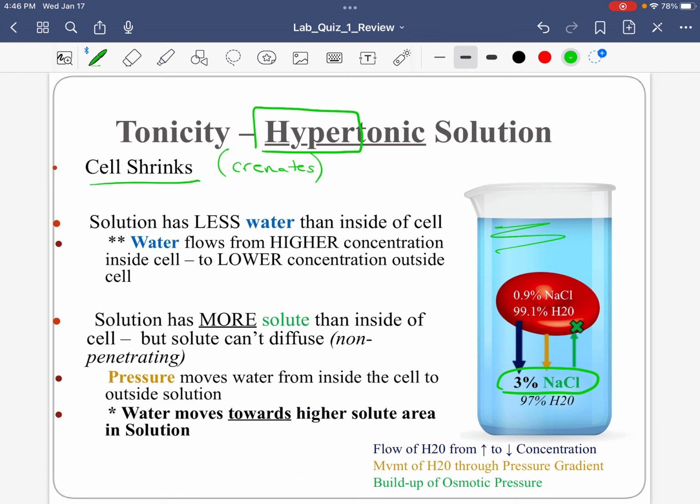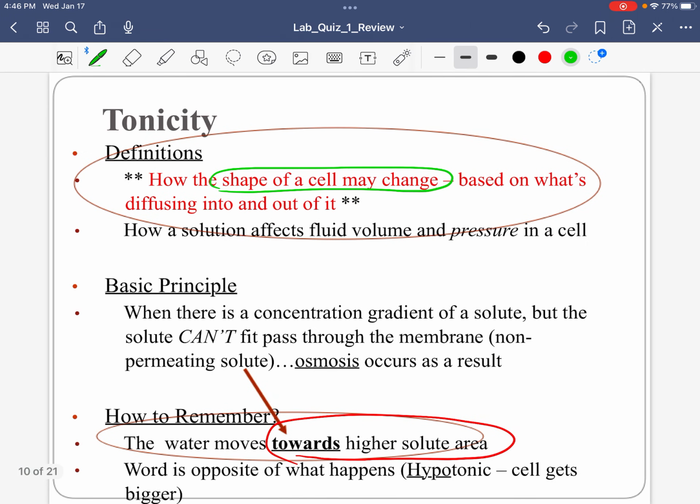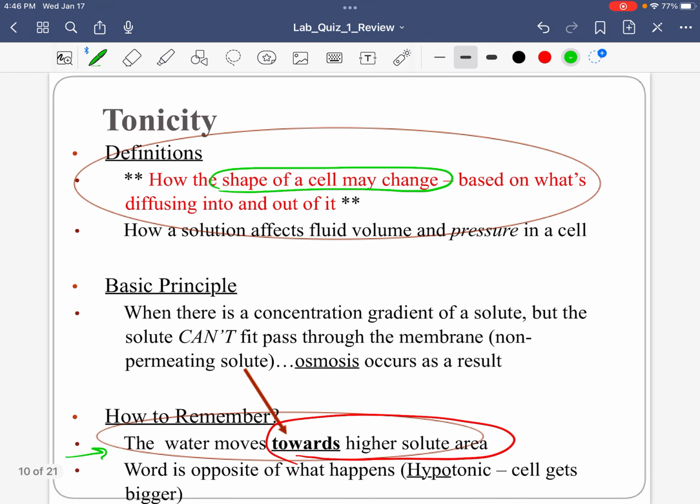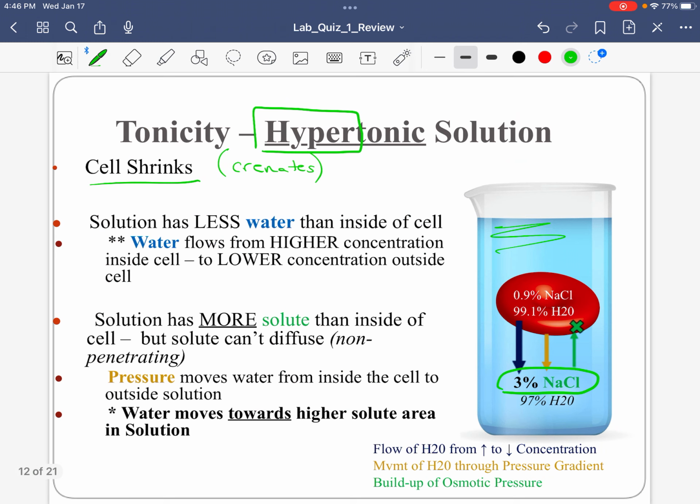What I want to point out here is, remember I said water moves towards or is pulled towards higher solute. I'm going to go back, and I hope I don't give you vertigo with going back and forth. Water moves towards higher solutes. This is what I'm talking about with that pulling. Water moves towards higher solute. So that's the third thing to remember. Water moves towards a higher solute.